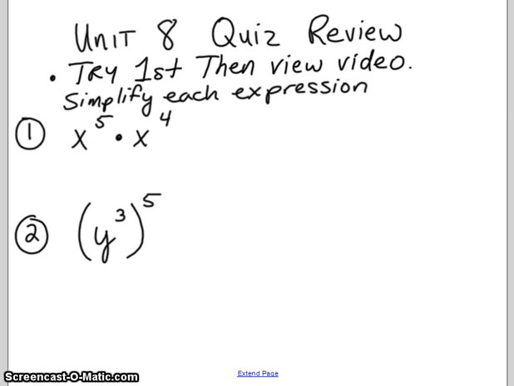Alright, so x to the fifth times x to the fourth, we're multiplying these exponents, so we add the powers. Since we're multiplying, we add the powers. So we get x to the ninth, and that's it.